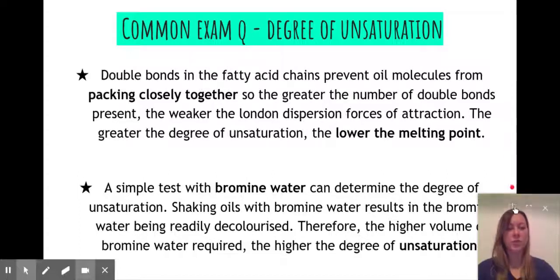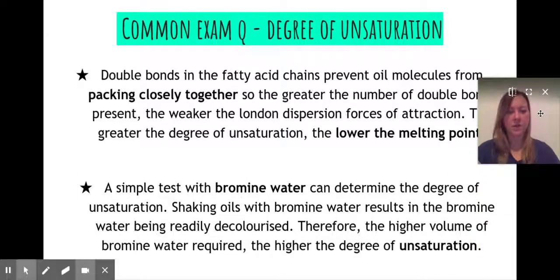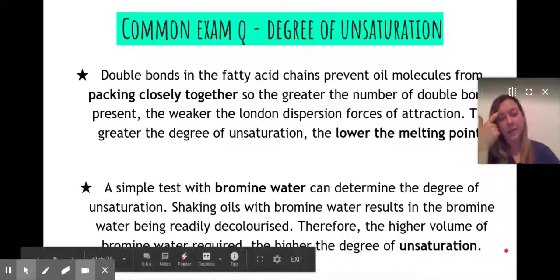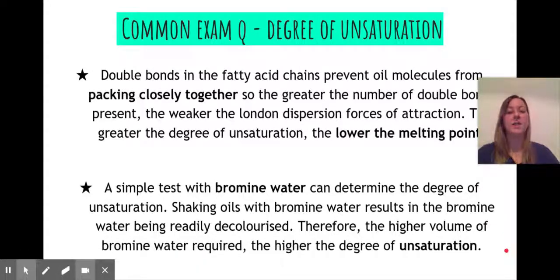What you can do is test the degree of unsaturation in a molecule by adding some bromine water. So you would shake your oil with some bromine water. You might have to dissolve it in some hexane or something first so that you can mix it with bromine water. But the bromine, as we know from National 5, if it comes into contact with something that is unsaturated, then it rapidly decolorizes.